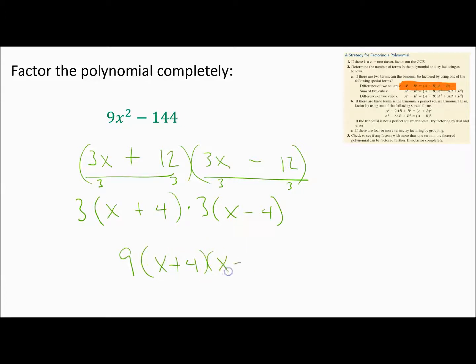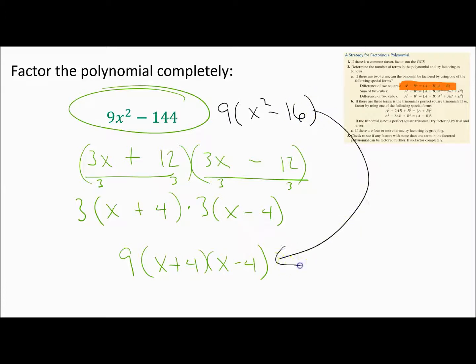Now had I noticed from the beginning that I could have factored a 9 out initially, so watch this, it would have been 9 times x squared minus, now 144 divided by 9, and that's probably why I didn't think about it. I just don't think about that 9 divides into 144, but it does, and it does 16 times. And then you see you could go straight from here to here, because x squared minus 16 is also a perfect square. Two sets of parentheses, 1 plus 1 minus. The square root of x squared goes in the first spot.